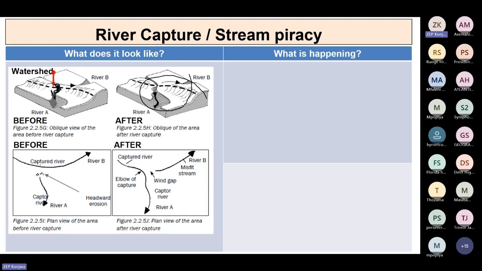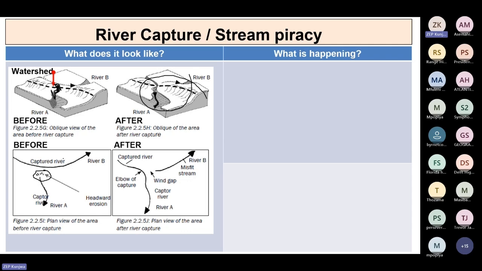Now, what happens now before you can see there in that particular diagram, that is your headward erosion there. That is your headward erosion. You can see now the river is digging the soil from that side towards the mountain. Now, and then now the captured stream or the captured river.